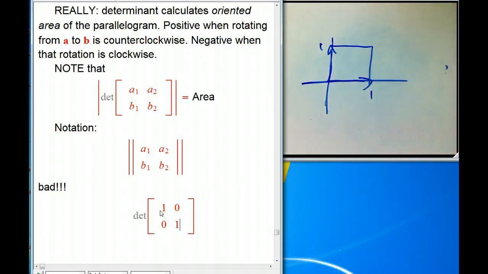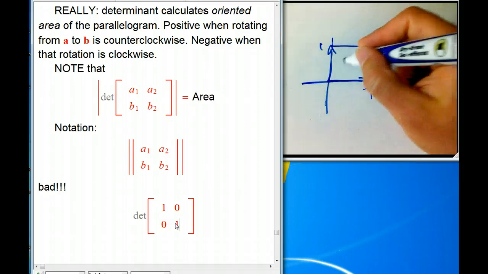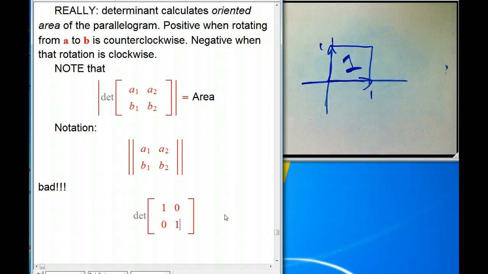And this matrix is the identity matrix. So if you're familiar with that, that should be something that you know is important. And of course, the area should be 1. And of course it is. It's 1 times 1 minus 0, equals 1.